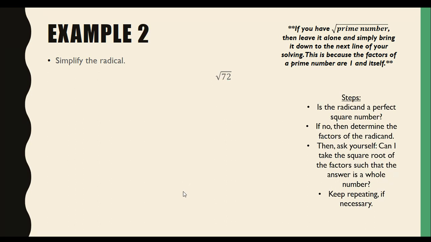Okay, let's look at another example. The square root of 72. If I want to simplify this radical, I'm going to follow my steps. Is it a perfect square number? No. What are the factors of 72? I'm going to go with 24 and 3. Those are not the only factors, and we'll take a look at that in a second. I ask myself, can I take the square root of these numbers? No, they're not perfect square numbers.